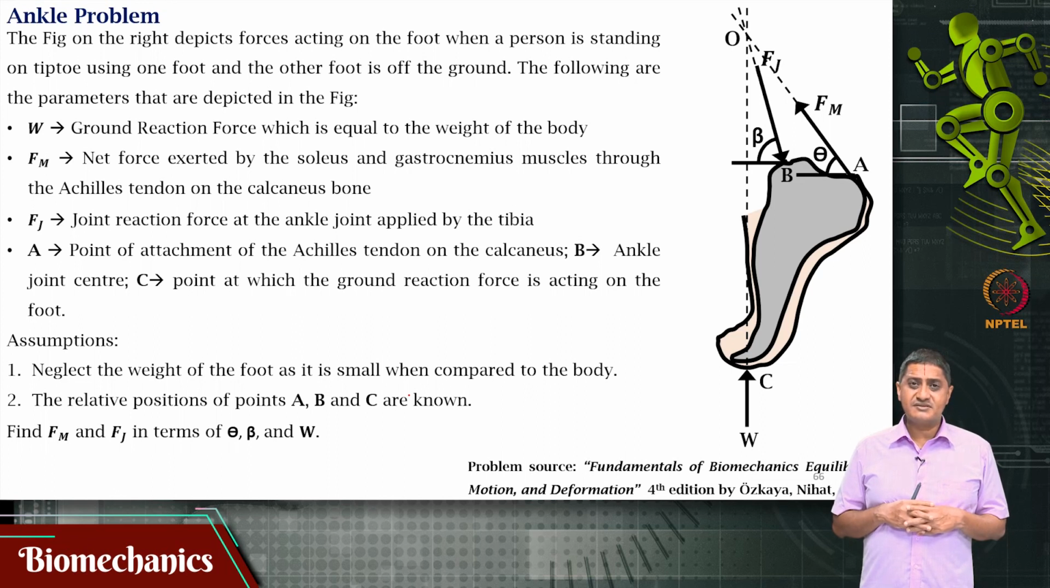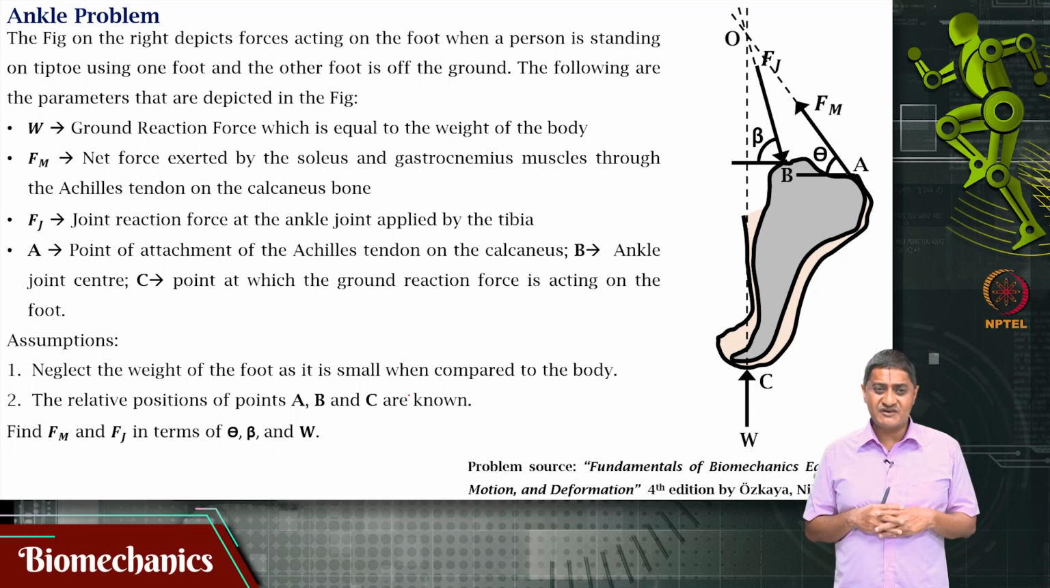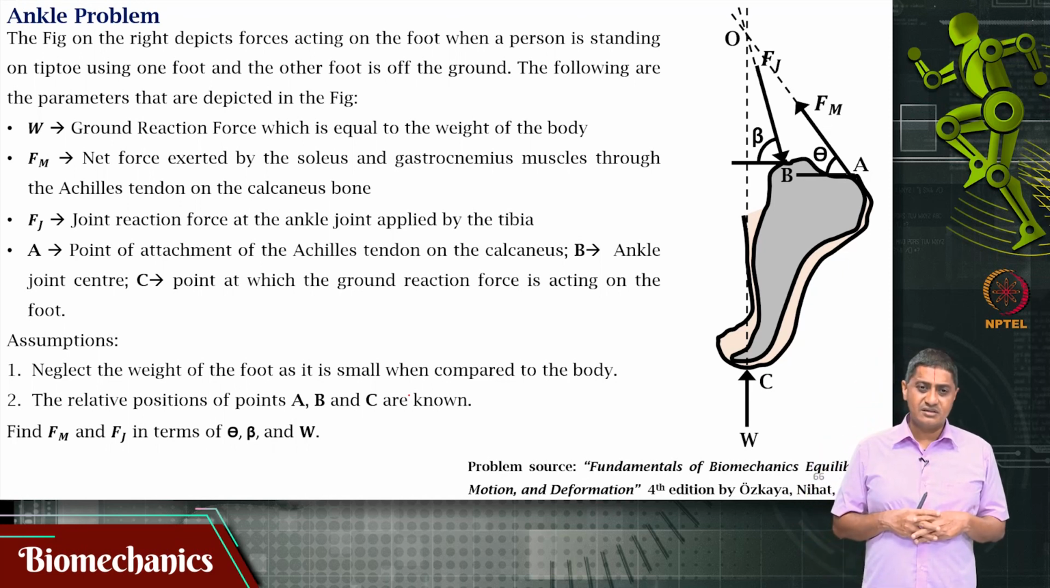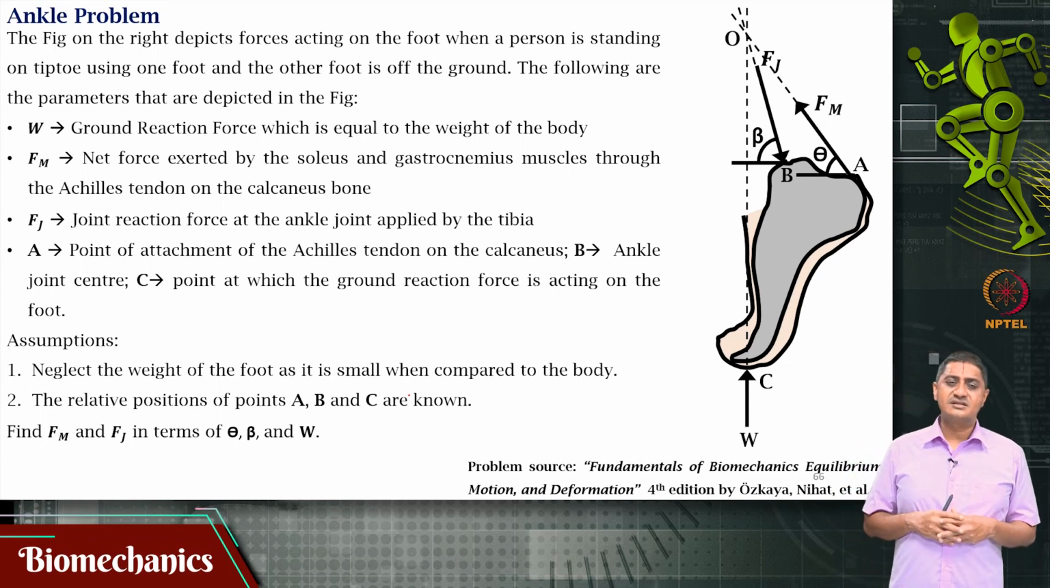The question is, find the muscle force Fm and the joint reaction force Fj in terms of theta, beta and weight. Beta is the angle that the joint reaction force is making with respect to the horizontal, and theta is the angle that the muscle force is making with respect to the horizontal.